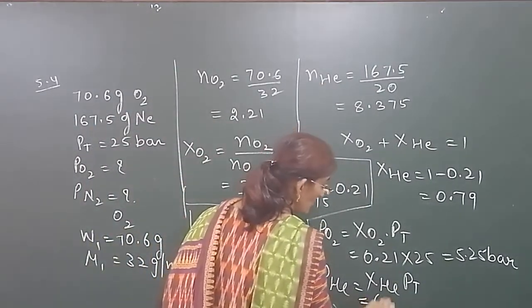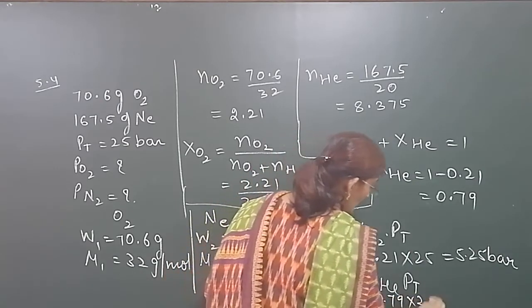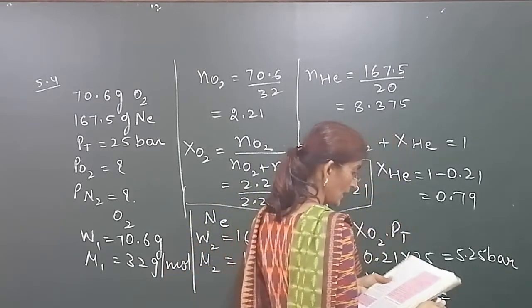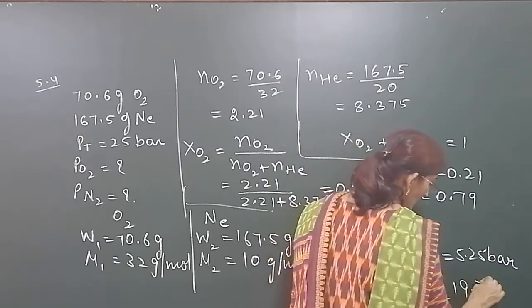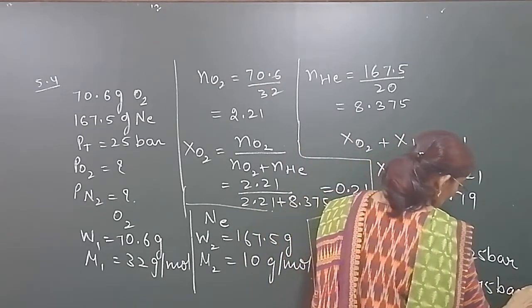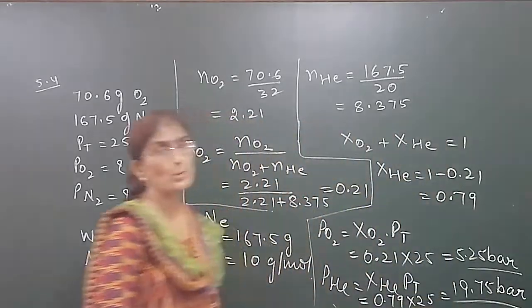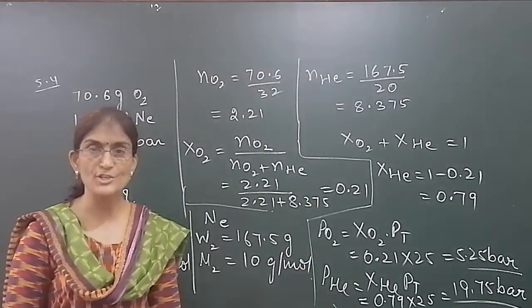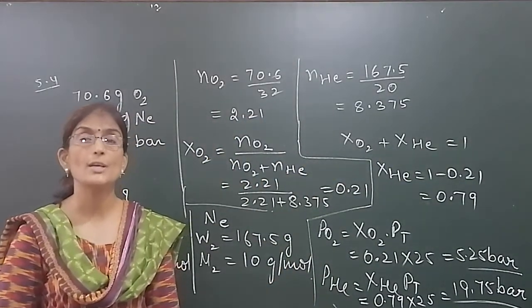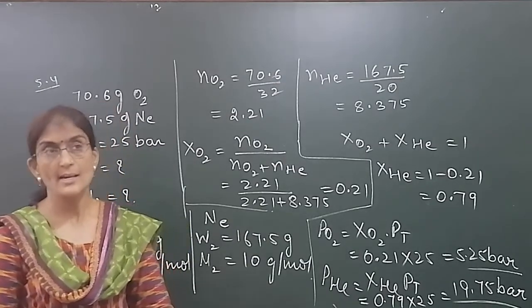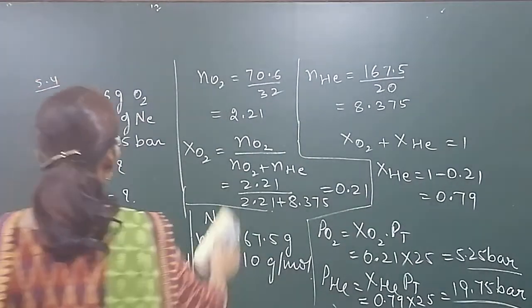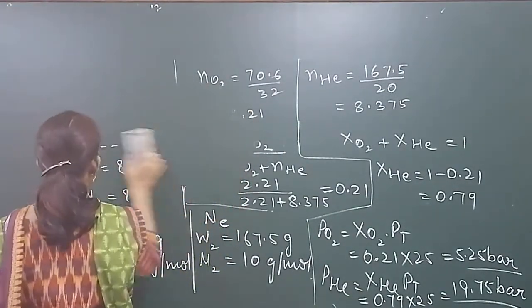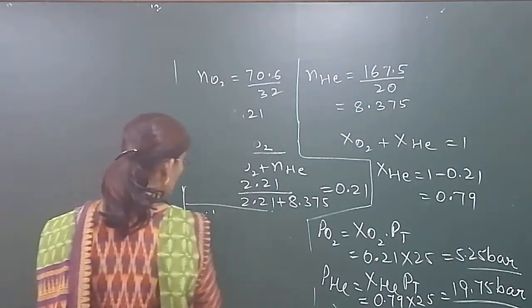Neon mole fraction is 0.79 into 25. So the answer would be 19.75 bar. So these are the partial pressures of the two gases. By the use of mole fractions, we can calculate partial pressure of gases. Now, a very important application of this Dalton's law. What is that application of Dalton's law?